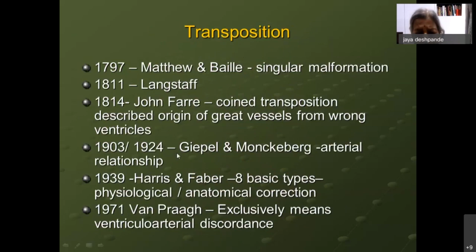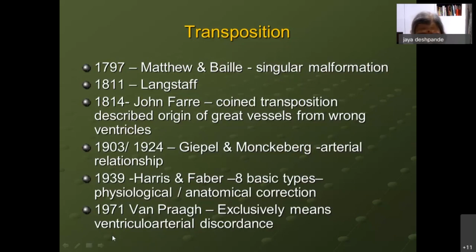But then there were other people with different thoughts. 1903, 1924, Gippel and Monckeberg believed it is more a question of arterial relationship. In 1939, Harris and Faber described 8 basic types of arterial relationship and ventriculo-arterial connections, which could be either physiological or anatomically corrected. So there are 8 different types according to them.